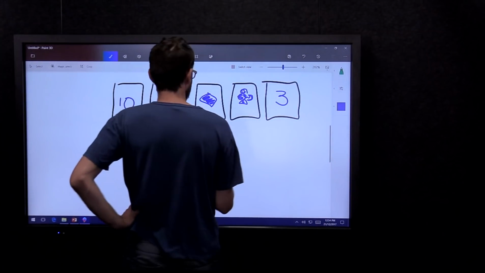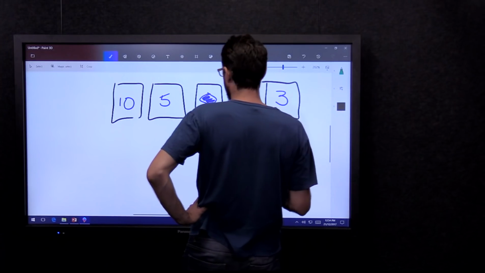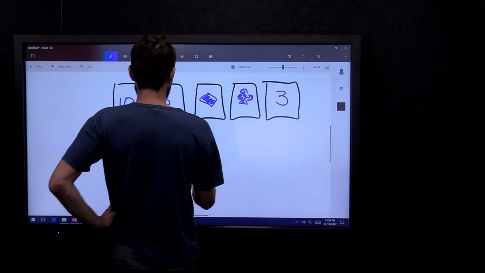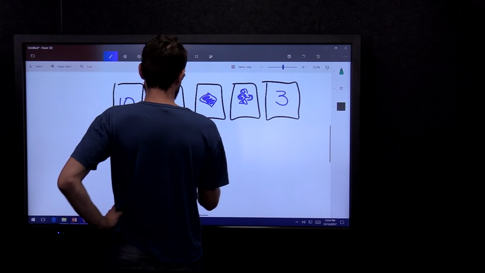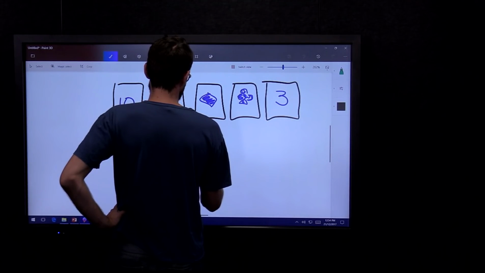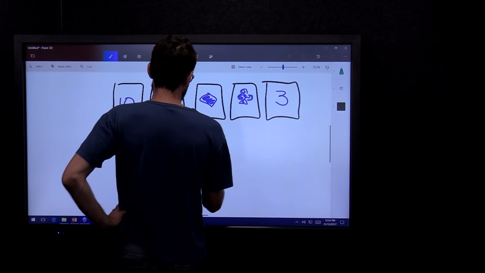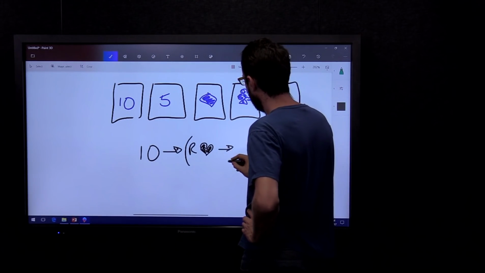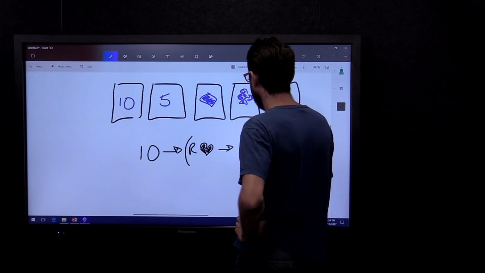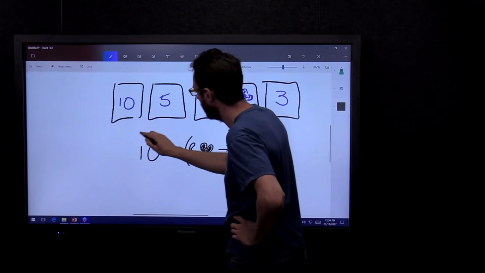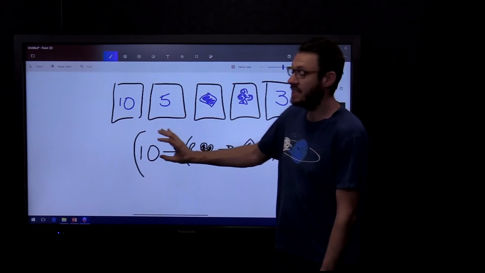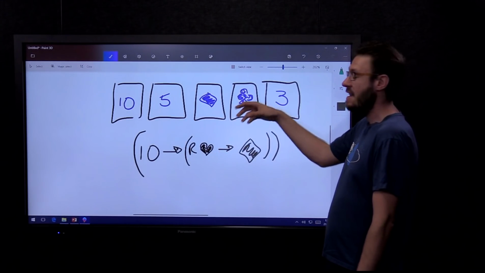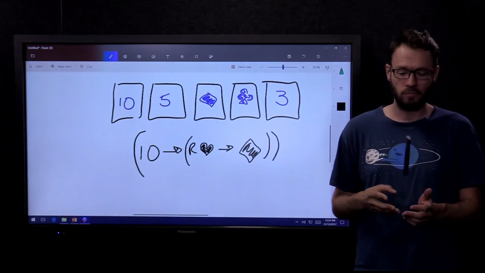So this nested conditional is going to be: if a card has a 10 on one side, then if the card to the right of that card has a heart, then the original card has a diamond on the other side. So this is similar to the case we were just looking at, okay? So if a card has a 10 on one side, then if the card to the right of that card has a heart on one side, then the original card has a diamond on the other side, okay?